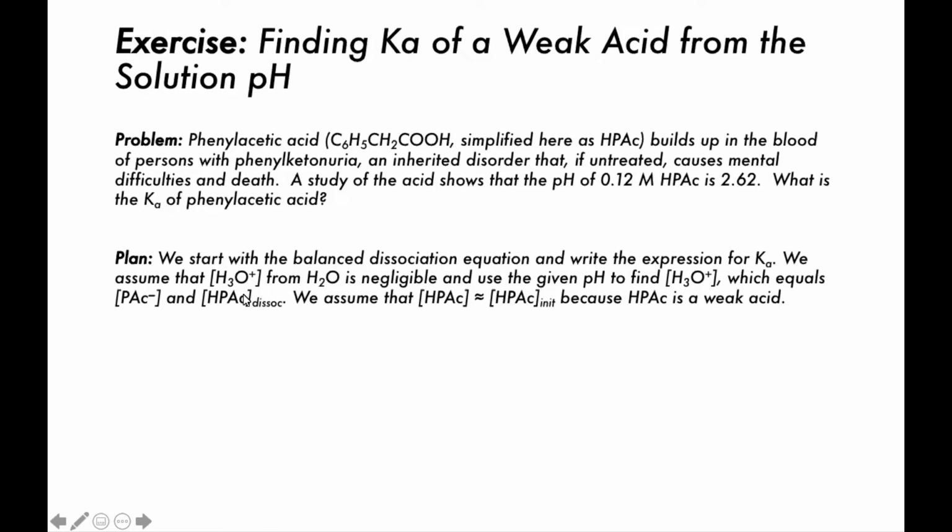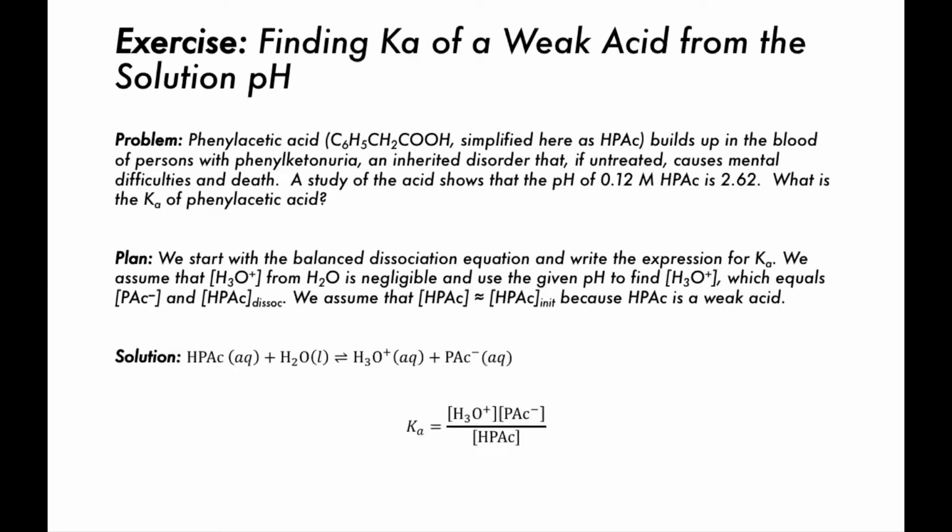And then we're going to also have the concentration of the dissociated phenylacetic acid. So we assume that the dissociated equilibrium concentration of phenylacetic acid is going to be approximately equal to the initial concentration of phenylacetic acid, because phenylacetic acid is a weak acid. So what does this have, and what does it mean for our measurements going forward?